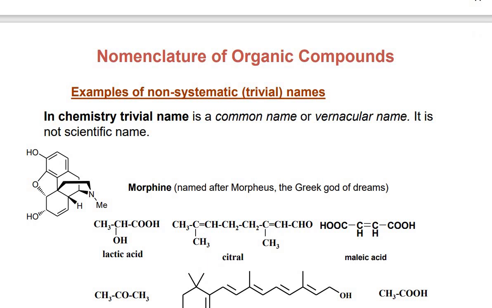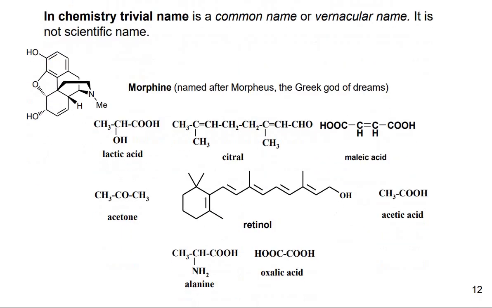Now, nomenclature of organic compounds. You know the examples of non-systematic trivial names. In chemistry, a trivial name is a common name or vernacular name. It is not a scientific name. For example, you can see here the structure of morphine, named after Morpheus, the Greek god of dreams. So this is morphine. You can see the structures of lactic acid, citral, malic acid, acetone, retinol, acetic acid, alanine, and oxalic acid.